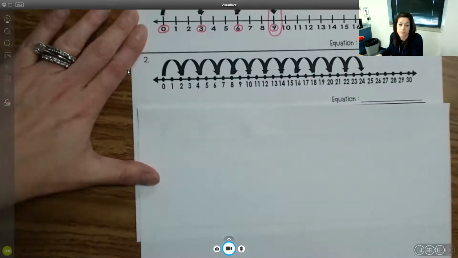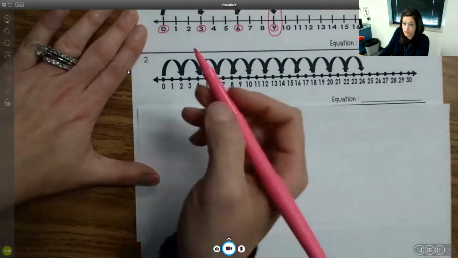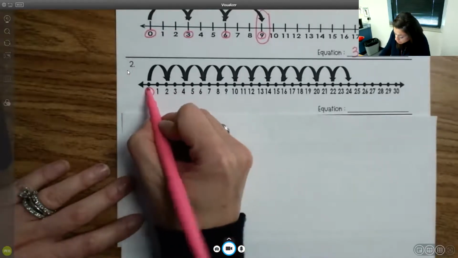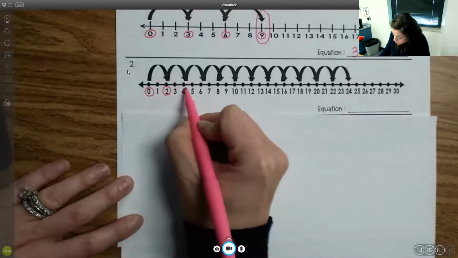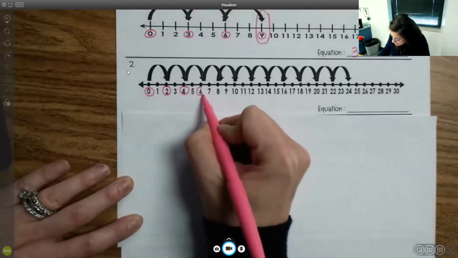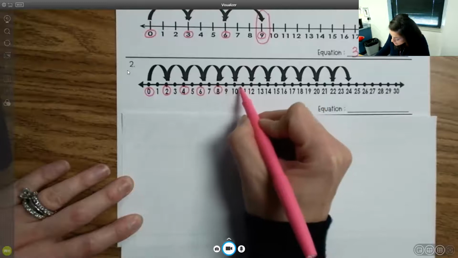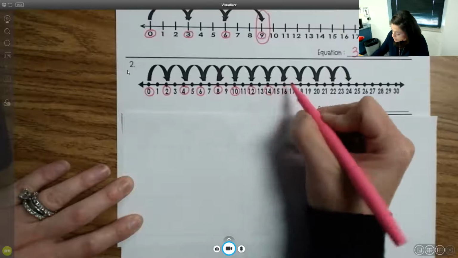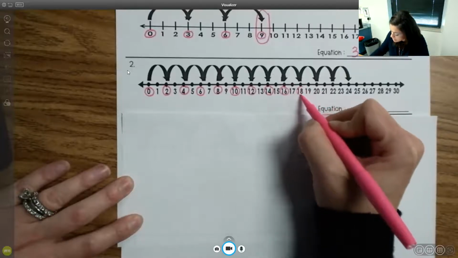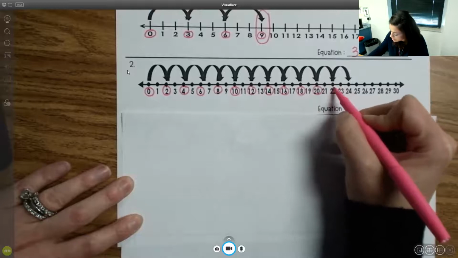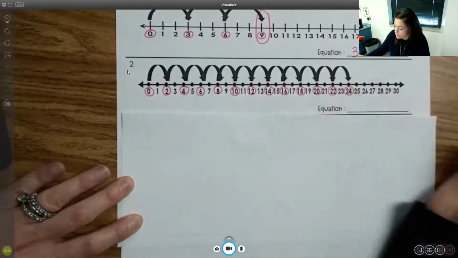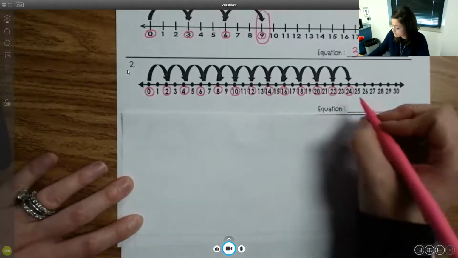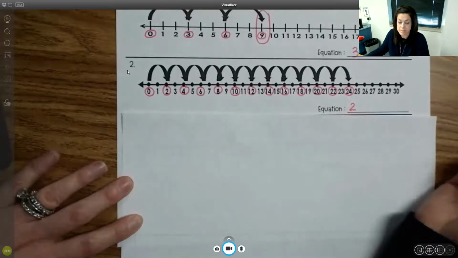First thing you do, figure out what you're counting by. So you're figuring out where each arrow stops. So we're at 0, 2, 4, 6, 8, 10, 12, 14, 16, 18, 20, 22, 24. So what am I counting by? Counting by 2s. So look, I just found my first piece.